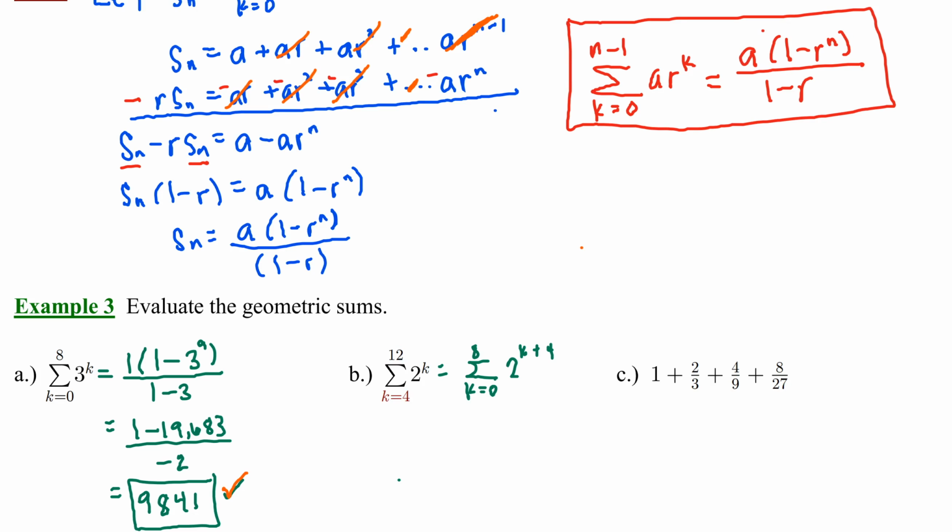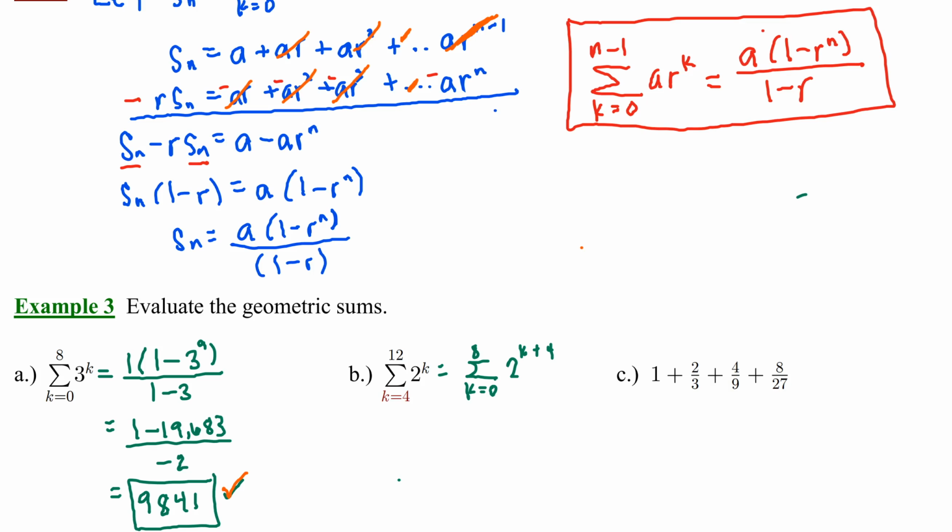If we expand both of these expressions, they would generate exactly the same sum. For example, let's just take the first term. The first term on the left here would be 2 to the 4th power. The first term over here on the right, if we plug in k equals 0, we would have 2 to the 0th plus 4 or 2 to the 4th. So both of these series are equivalent, but the second expression is now in better alignment to apply our formula.